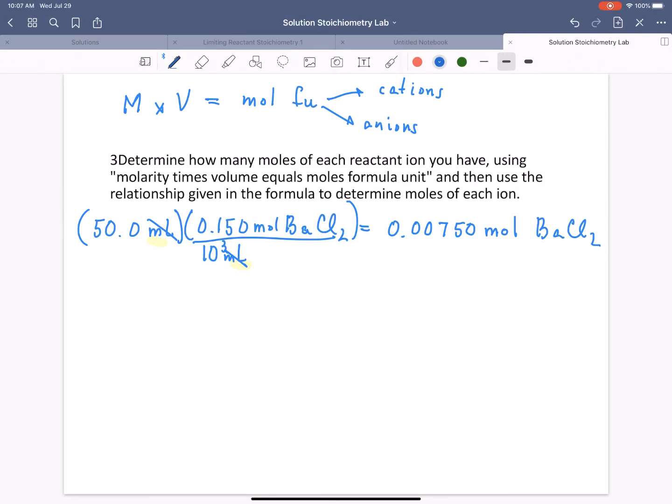Every time a formula unit of barium chloride breaks apart, it breaks into 1 barium ion and 2 chloride ions. So I have 0.00750 moles of barium ions and twice as many moles of chloride.